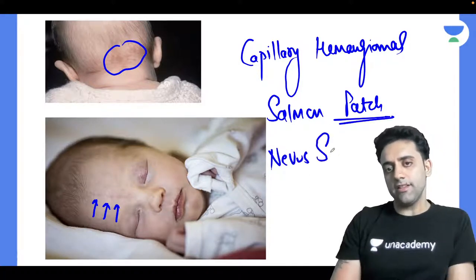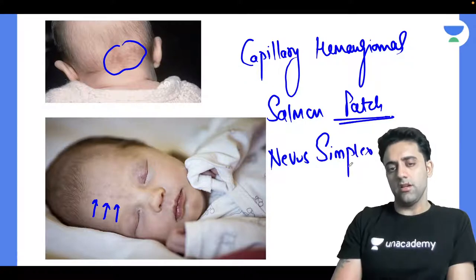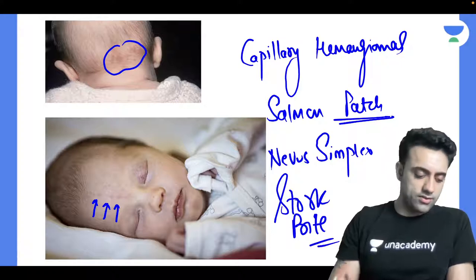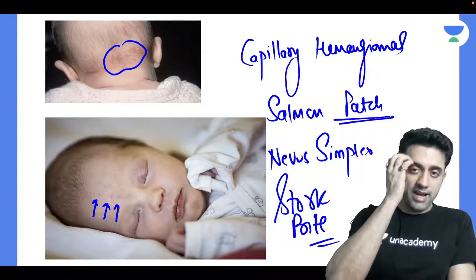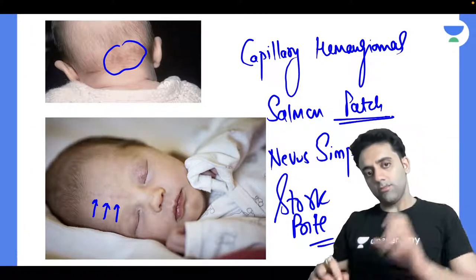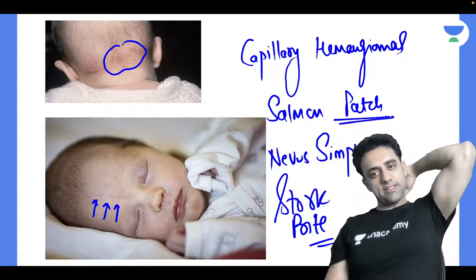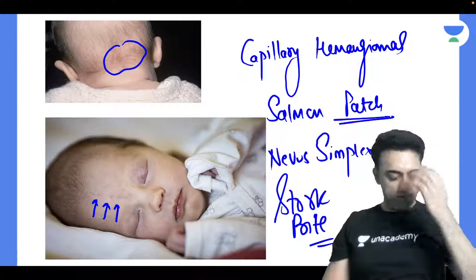It is nothing but nevus simplex, also known as stork bite. So these are small capillary hemangiomas known as salmon patch or nevus simplex or stork bite, that you should know.